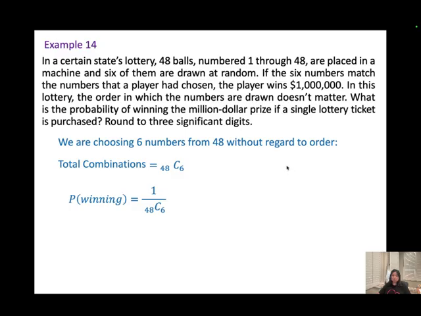So use your calculator. You're going to get this number. And then, with 3 significant digits, that will be 0.000000815. So the chance that you can win the lottery with the $1 million is really, really low.